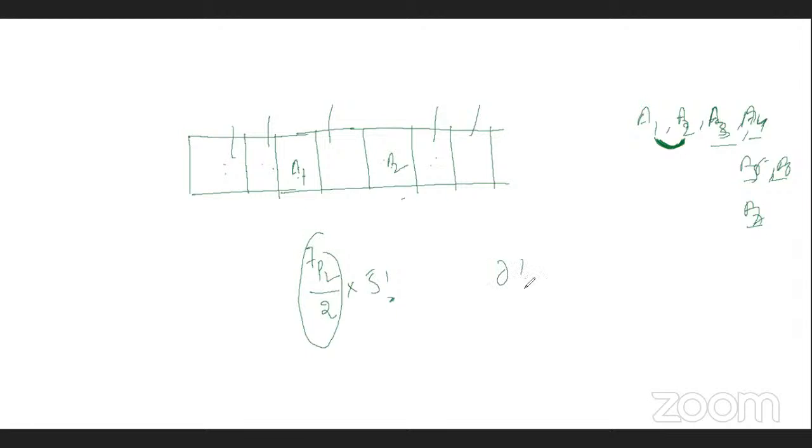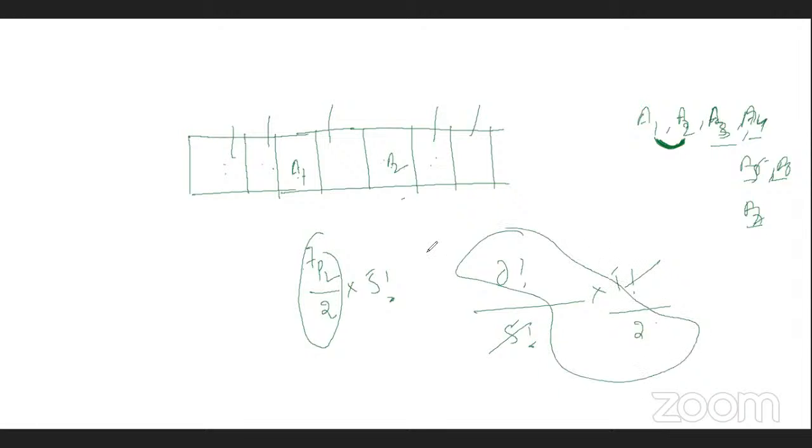So now what is 7p2? 7 factorial by 5 factorial. Yes, sir. 5 factorial gets cancelled. What is my answer? 7 factorial by 2. Like this also we can do.